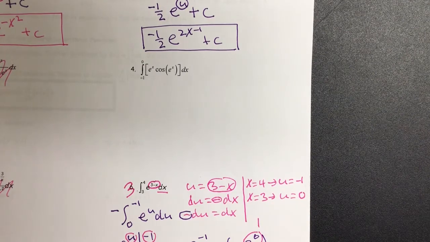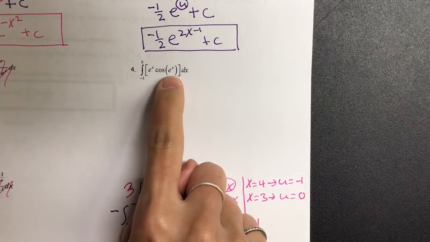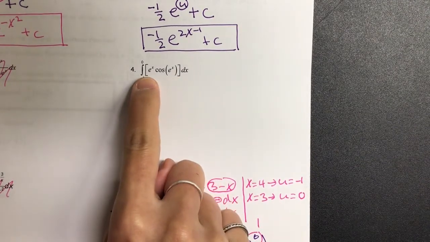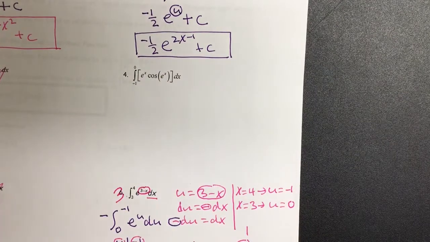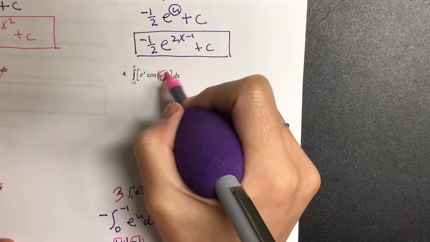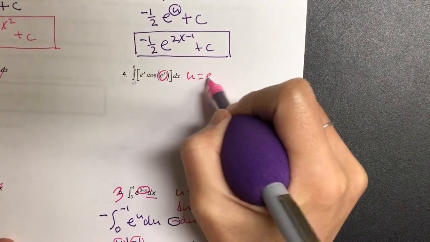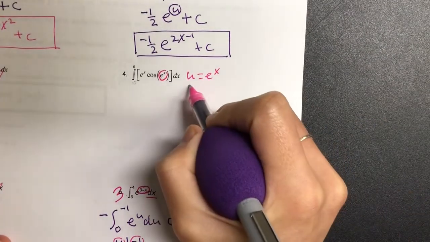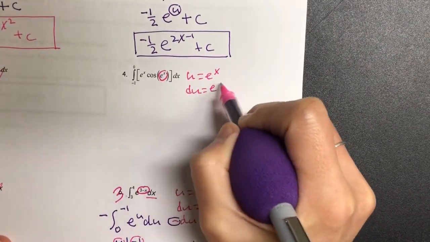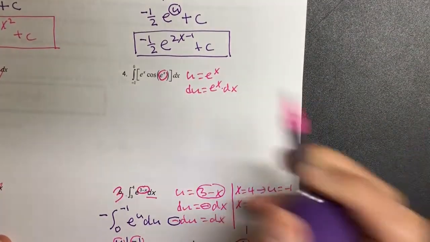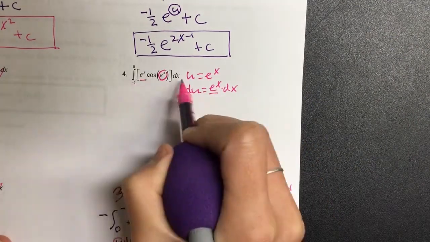Okay, on number 4, what do you think I might let u equal? Because it's not always the power. It has to be e to the x, because think about it. If I derive e to the x, I get e to the x. So I'm going to satisfy that condition. So let's circle that piece. So u is equal to e to the x. Then I get du is equal to e to the x dx. So that satisfies e to the x and dx.